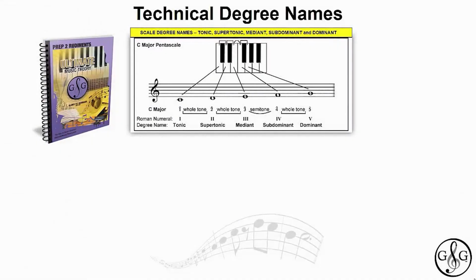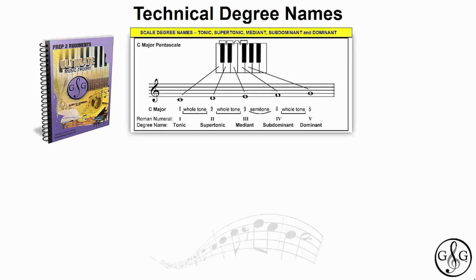UMT is easy to teach and it's fun to learn. So here's how it works. For example, in the Prep 2 Rudiments Workbook, students learn about major and minor scales. They're learning about pentascales, but they're also learning about scales and degree names.